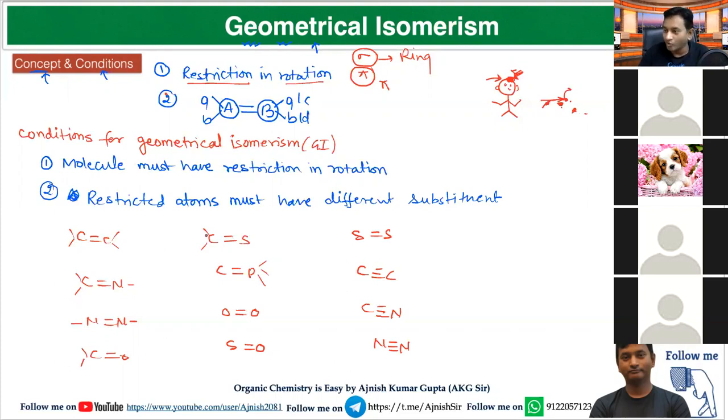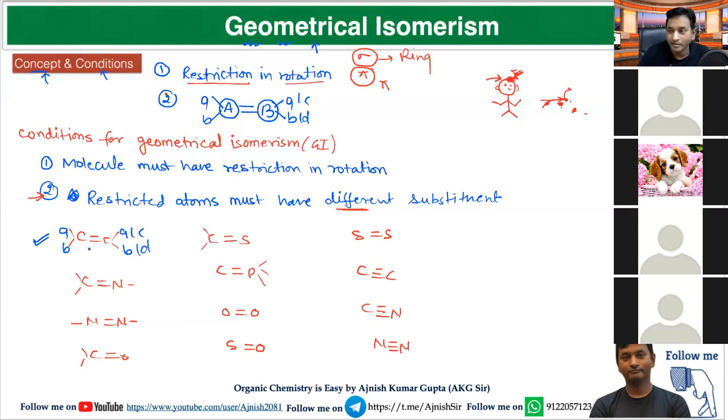The question arises, will all these show GI? No. That's why this second condition arises: restricted atoms must have different substituents. That means at least two substituents are present. So here, if I make this A and this B, this carbon has different substituents. If I make this A, this B, and even C and D, A has different substituents, B has different substituents. That means the molecule will show GI. Is it clear to everyone?